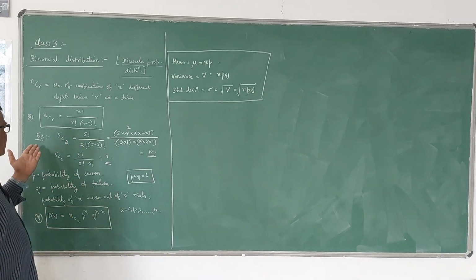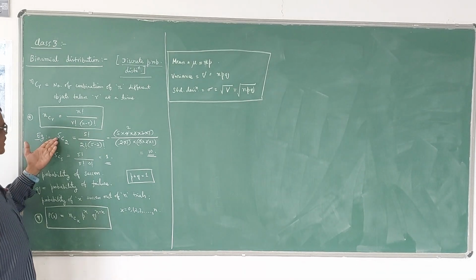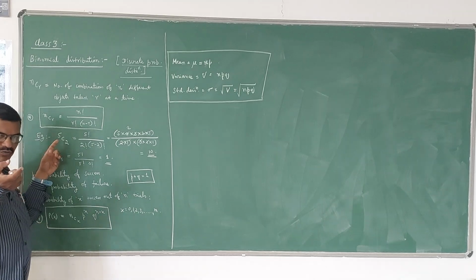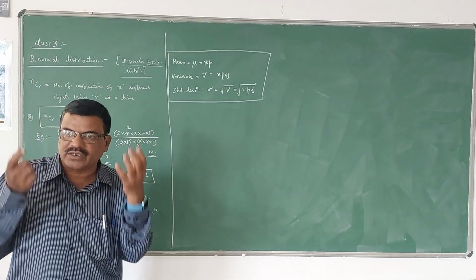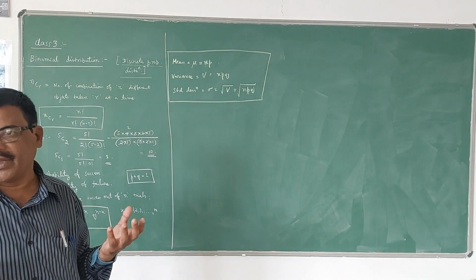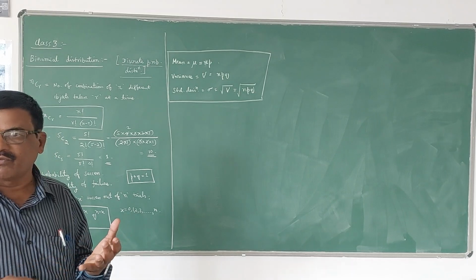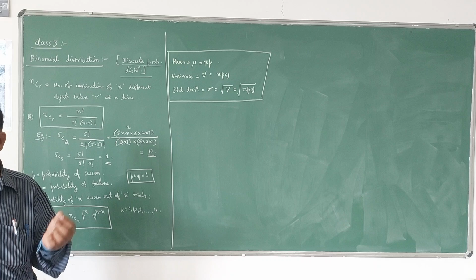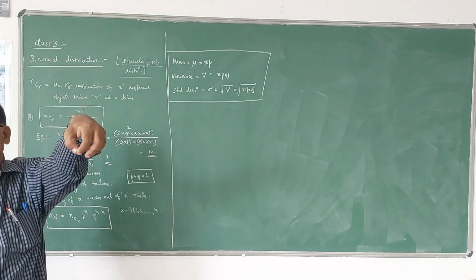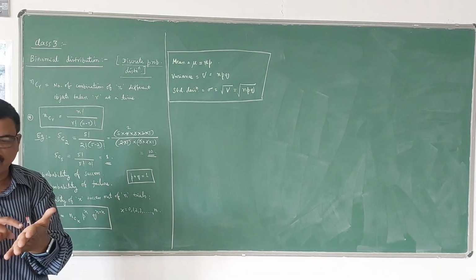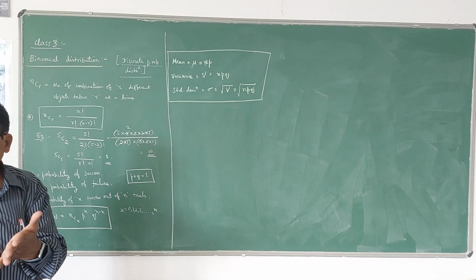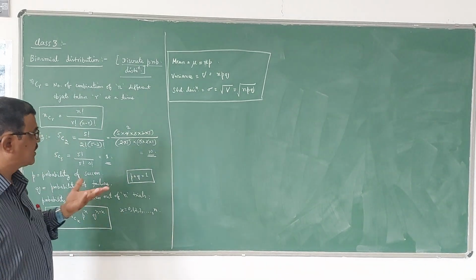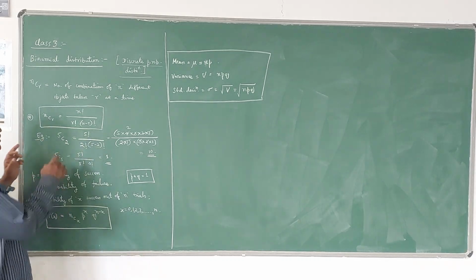Here I have an example also. Suppose n is 5, r is 2, 5C2. That means out of 5 objects, we are taking 2 objects at a time. What is the combination? There are 5 objects, 1, 2, 3, 4, 5. You can take 1 and 2 at a time, or 1 and 3, 1 and 4, or 1 and 5. Like that also you can take 2, 3, 2, 4, 2, 5, 3, 4, 3, 5, 4, 5. So what is the combination? It is calculated using this formula.